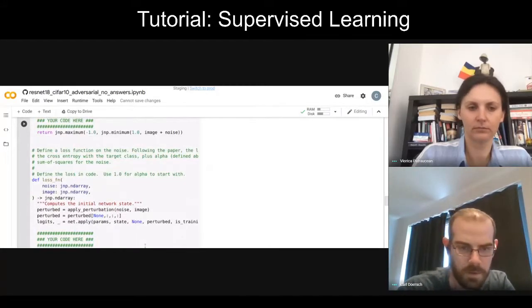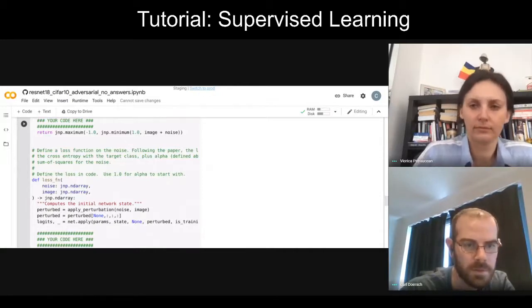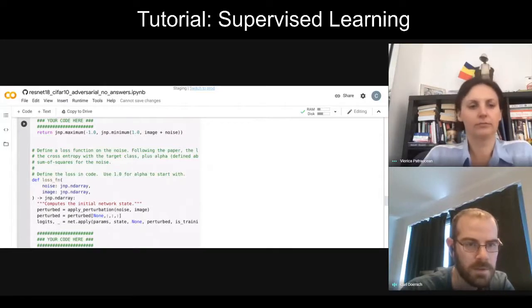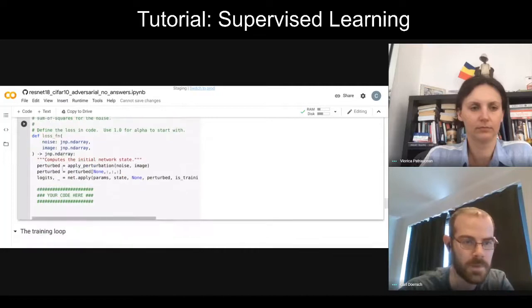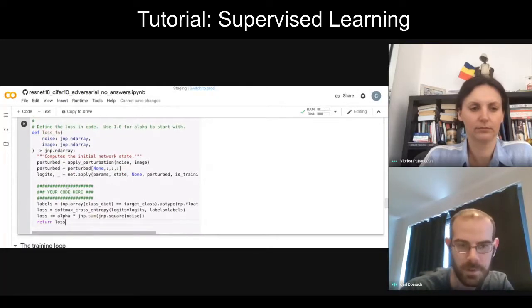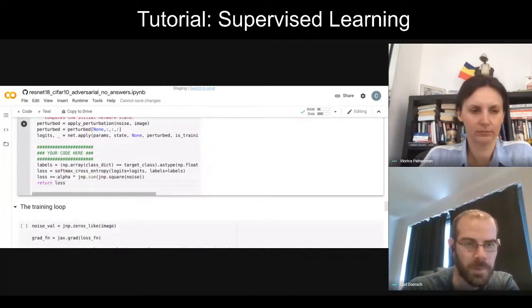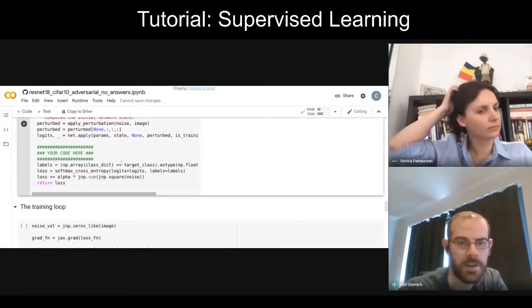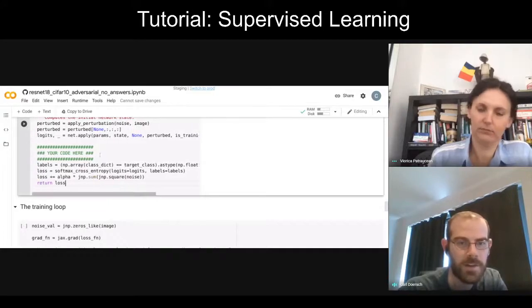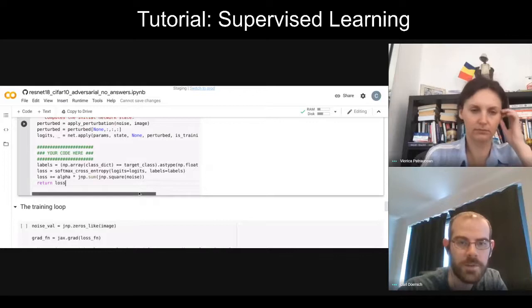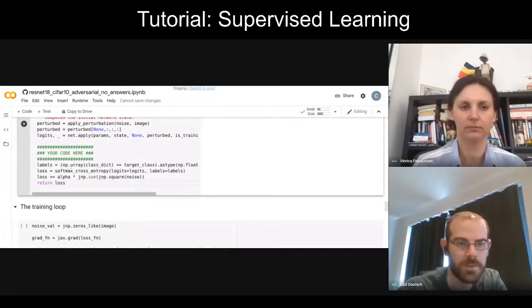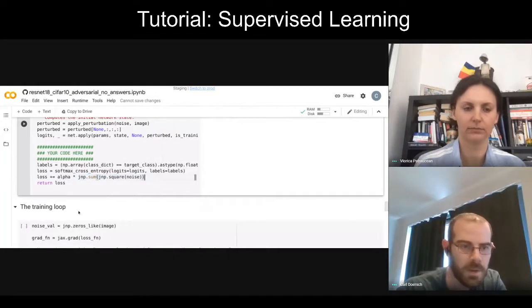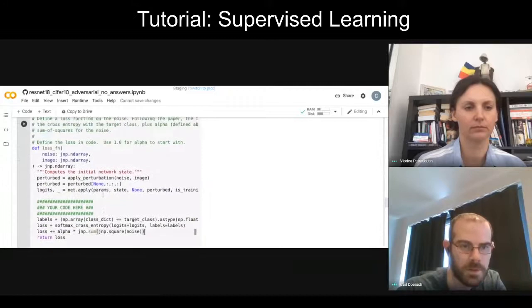And for the loss function, here's how that loss function is going to look. What's going on here is that we first find the index of the label that matches our target class, and so we can just use comparison here and then convert it to a float type. Then we use the softmax cross entropy loss that I showed you above to get our loss, and then we add in alpha times the sum of squares of the noise.